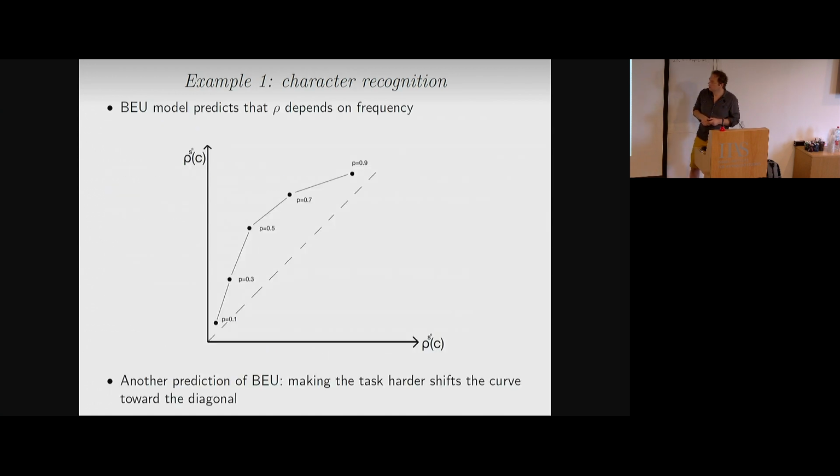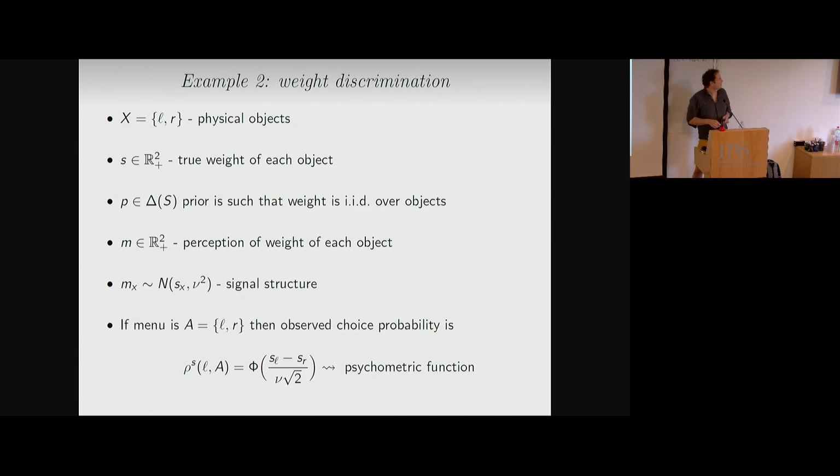So let's see, 10 minutes. Let's do this example as well. Now I'm choosing between two physical objects, comparing their weight. The state is the true weight of each object, and P is the prior. M is the perception of the weight of each of these objects. There's some distribution over these perceptions. Maybe it's normal, with mean equal to the true weight and some variance.